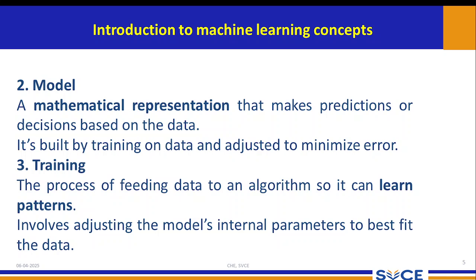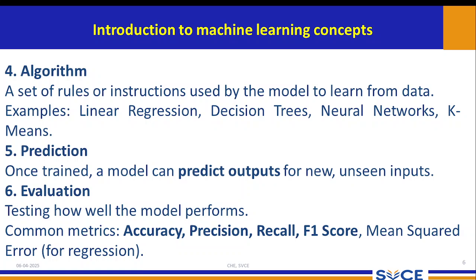Okay, training the model: we give the data and an algorithm, and we need to choose the algorithm depending on the data type. Then prediction: once trained, a model can predict the output. And coming to the evaluation, that is the last part: testing how well the model performs.